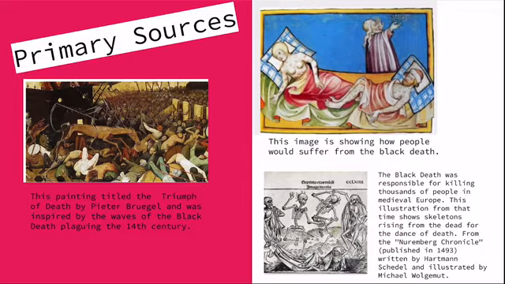Our primary source. The first source you see here on the left is a painting titled The Triumph of Death by Peter Bruegel. It was inspired by the waves of the Black Death plaguing the 14th century. So the author's point of view was, from the picture you can see that he might have been witnessing this happen, and he could see how it affected everyone in Eurasia.